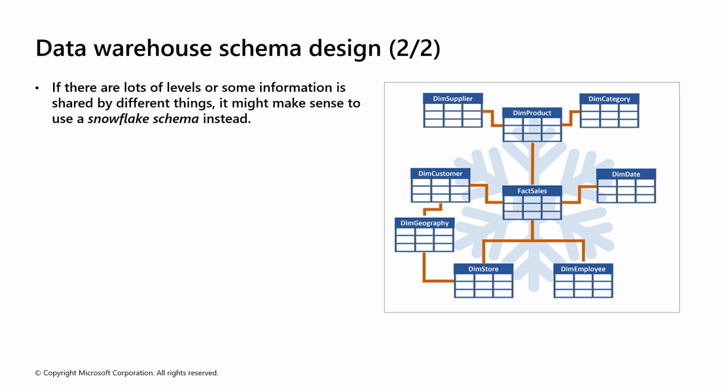The dim product table has been split up or normalized to create separate dimension tables for product categories and suppliers. Each row in the dim product table contains key values for the corresponding rows in the dim category and dim supplier tables. Also, a dim geography table has been added, containing information on where customers and stores are located. Each row in the dim customer and dim store table contains a key value for the corresponding row in the dim geography table.